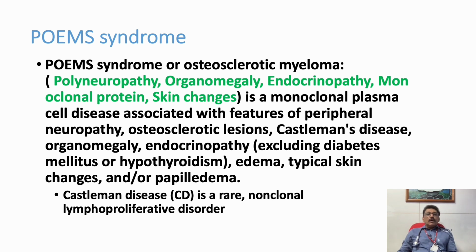Then there is a syndrome called POEMS syndrome or osteosclerotic myeloma. Here you have polyneuropathy, organomegaly like spleen and liver enlargement, endocrinopathy, monoclonal protein elevation, skin changes. So this is a type of multiple myeloma. Here also you can get lymph node enlargement, which is called Castleman's disease. So there are different varieties coming under multiple myeloma or increased plasma cell disease.